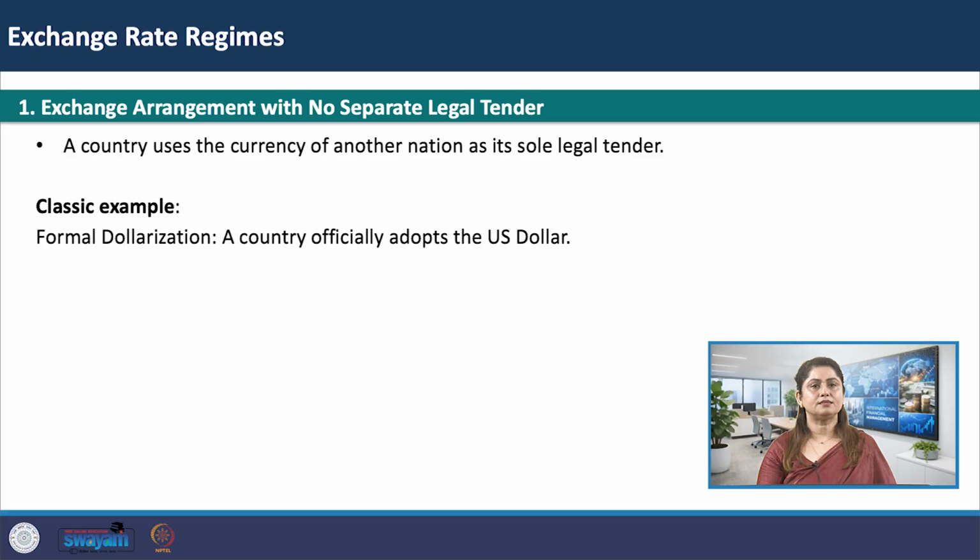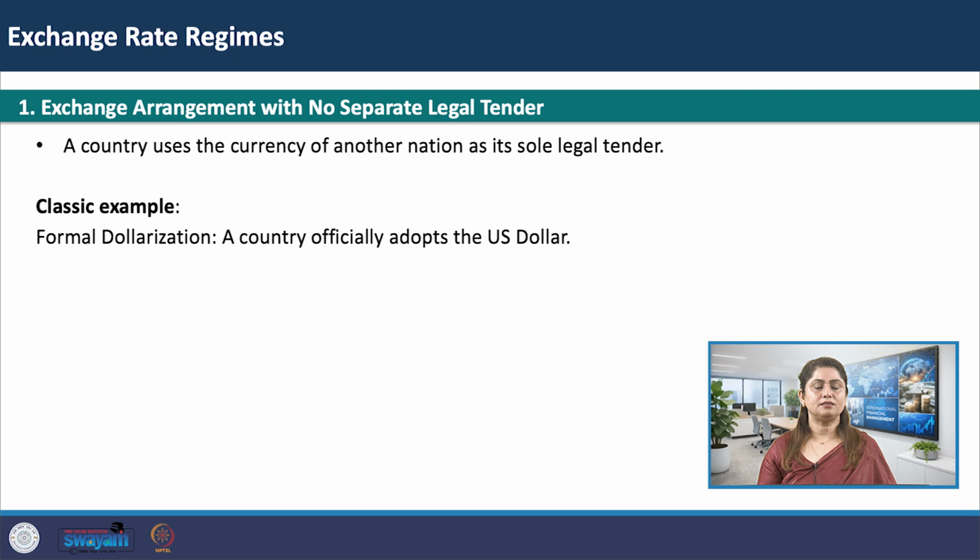Today we are going to go through the 5 major regimes ordered from the most fixed to the most flexible. For each one I will explain how it works, give you an example and discuss the trade-offs involved. Let us start at the most extreme end of the spectrum.